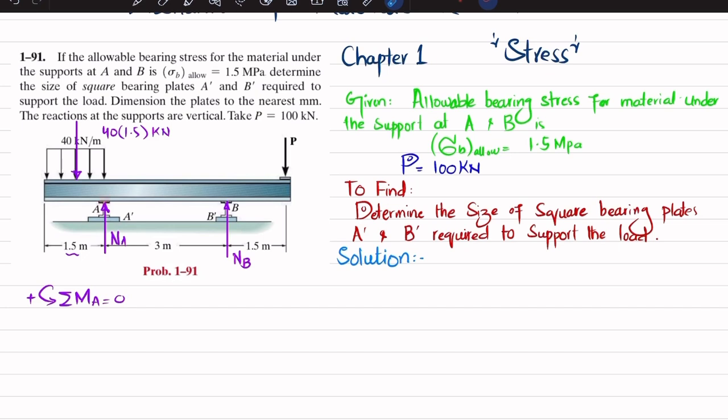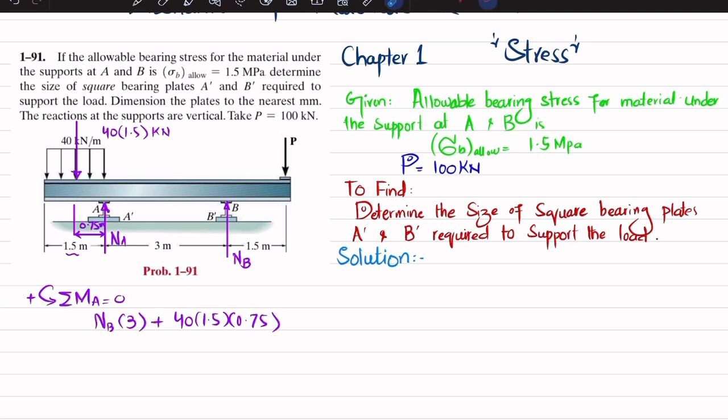The first load producing moment about point A is NB, with a perpendicular distance of 3 meter, and this is producing counterclockwise moment, so it will be positive. So I will write NB multiplied by 3 meter. The second moment is due to this concentrated load, and the perpendicular distance will be half of 1.5, which is 0.75 meter. This is also producing counterclockwise moment, so it will be positive. So let me write this distance as well: 0.75 meter. So plus 40 multiplied by 1.5 multiplied by 0.75.